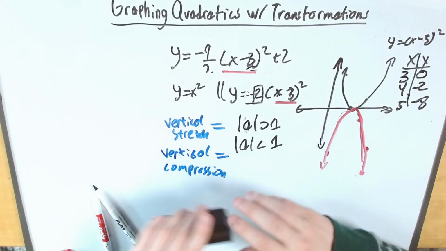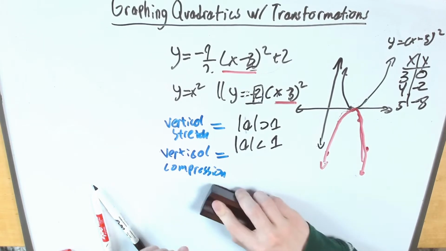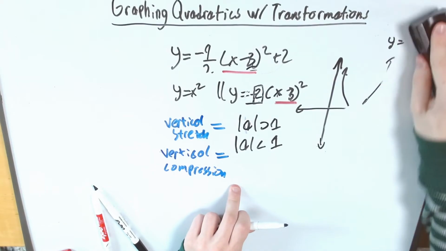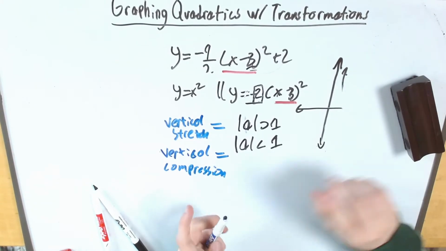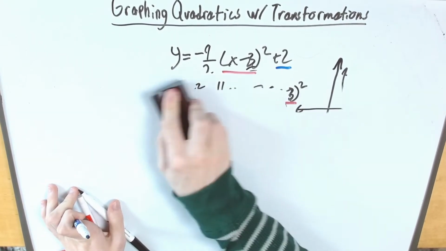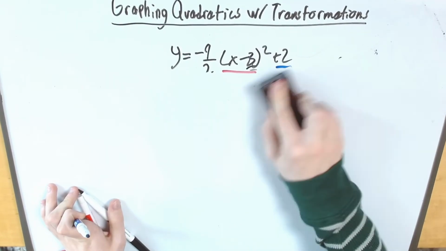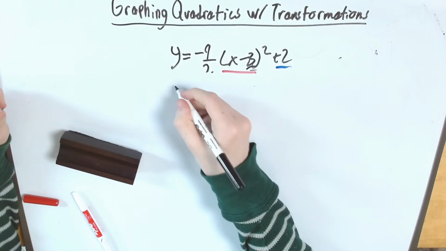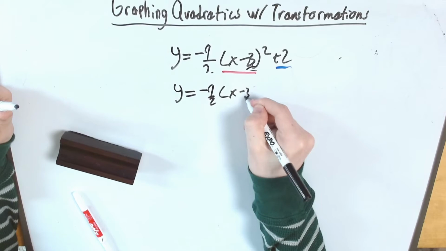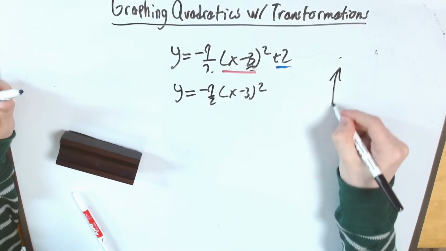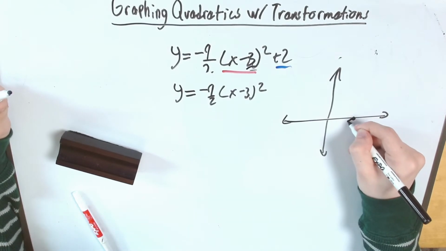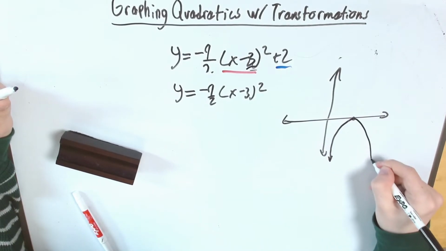But we're not done yet. I mean, sure, we may have translated our graph to almost completion, but we still have that 2 we have yet to address. So I'm going to address it now. So currently we're at y equals -1/2 (x minus 3) squared. How are we going to deal with that 2? As it turns out, it's actually not that bad.